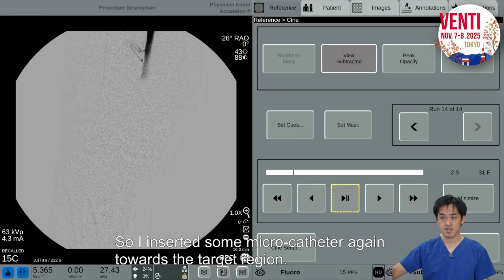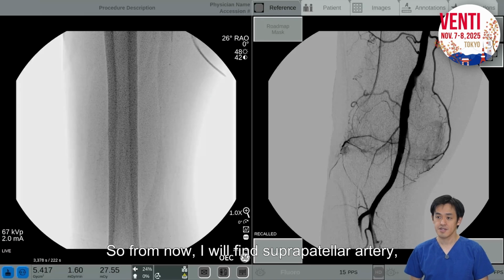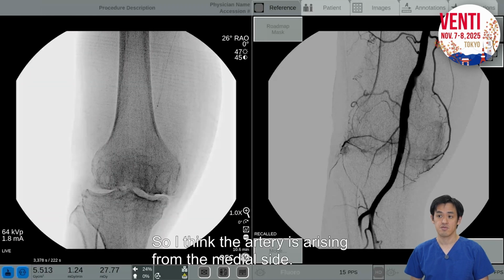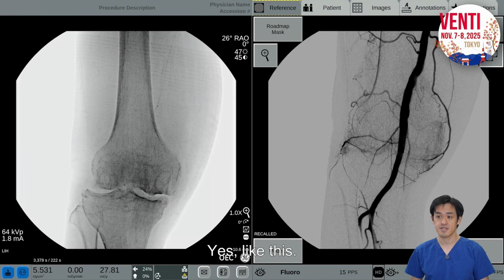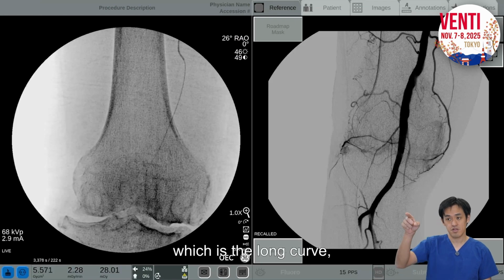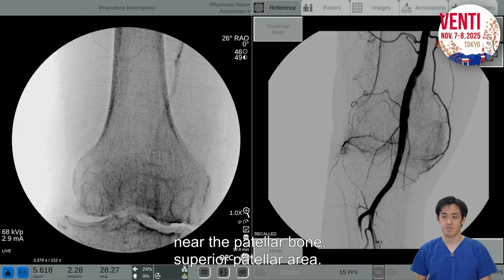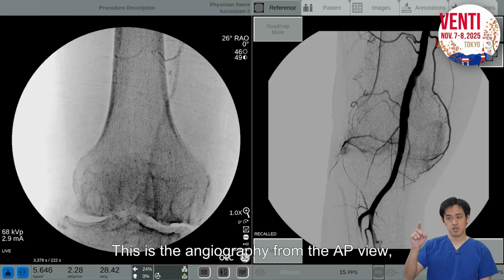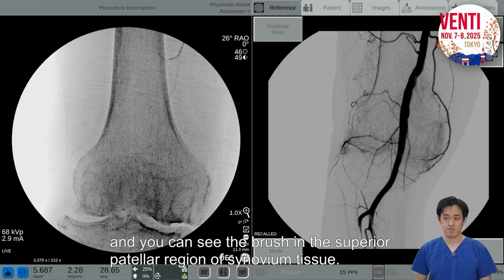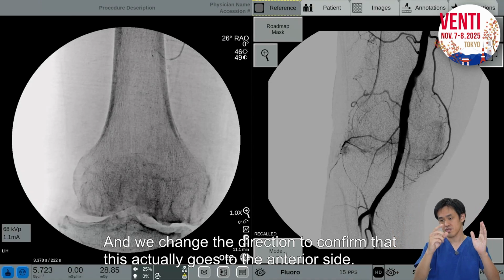So I inserted the microcatheter again towards the target region. From now, I will find the suprapatellar artery, which lies near the descending genicular artery. I think the artery lies from the medial side, yes, like this. I inserted the microcatheter into this artery, which has a strong curve, and went down to the anterior side of the patellar bone, the superior patellar area. This is angiography from the AP view, and you can see the blush in the superior patellar region of the synovium tissue. And we change the direction to confirm that this artery goes to the anterior side.